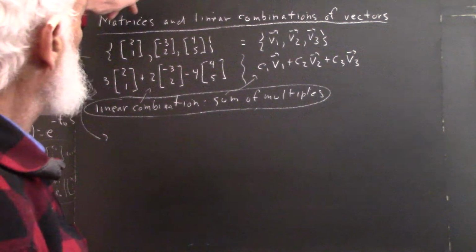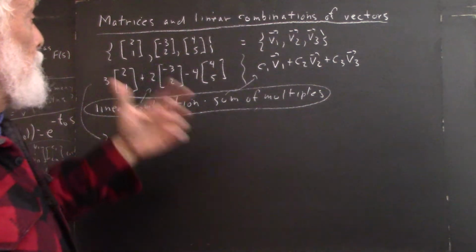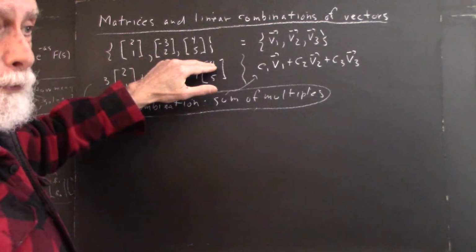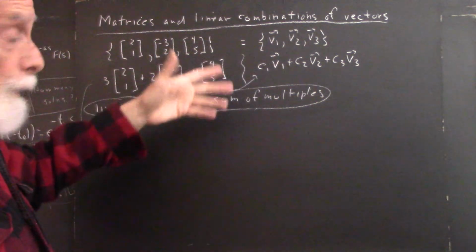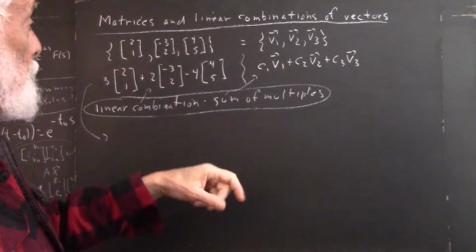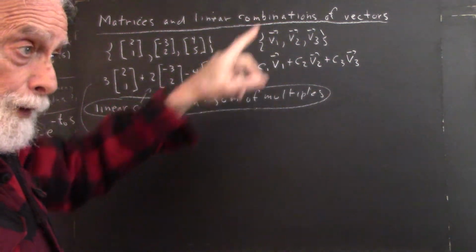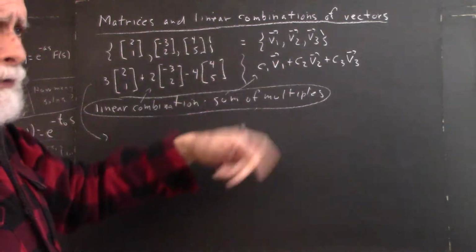Okay, we want to talk about matrices and linear combinations of vectors. So we have a set here of 3 vectors in R2. And we could sketch these vectors in R2. 2, 1 goes out that way, negative 3, 2 goes back this way, 4, 5 goes out that way, but it's a little steeper than this one. Okay, we could sketch them.